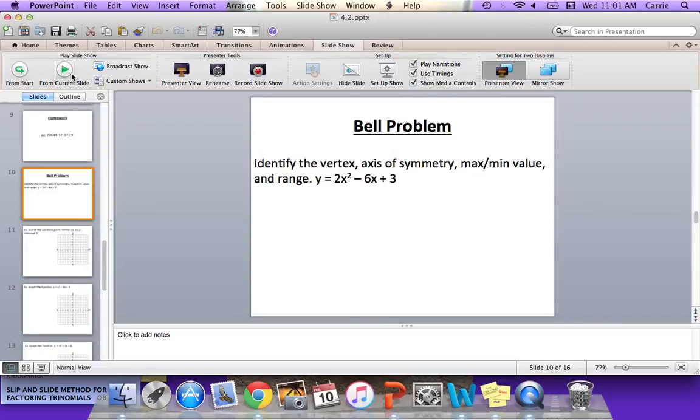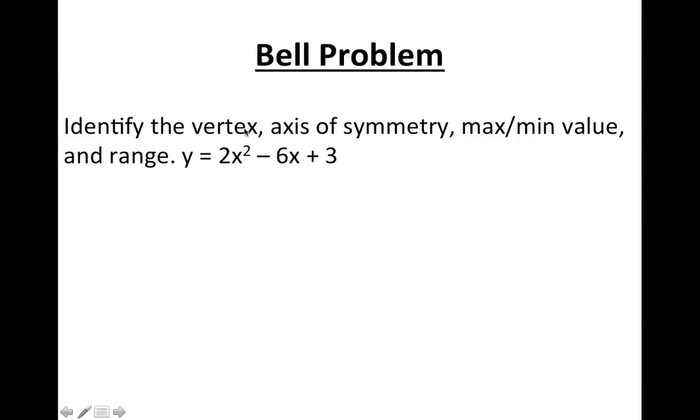Still continuing with 4.2, we're going to be identifying the vertex, axis of symmetry, max and min, and the range of this function here. So remember, we use the formula x equals negative b over 2a. And we plug in our values, so b is negative 6, and a is 2. Negative times a negative is positive. 2 times 2 is 4. Reduce this and we get 3 halves.